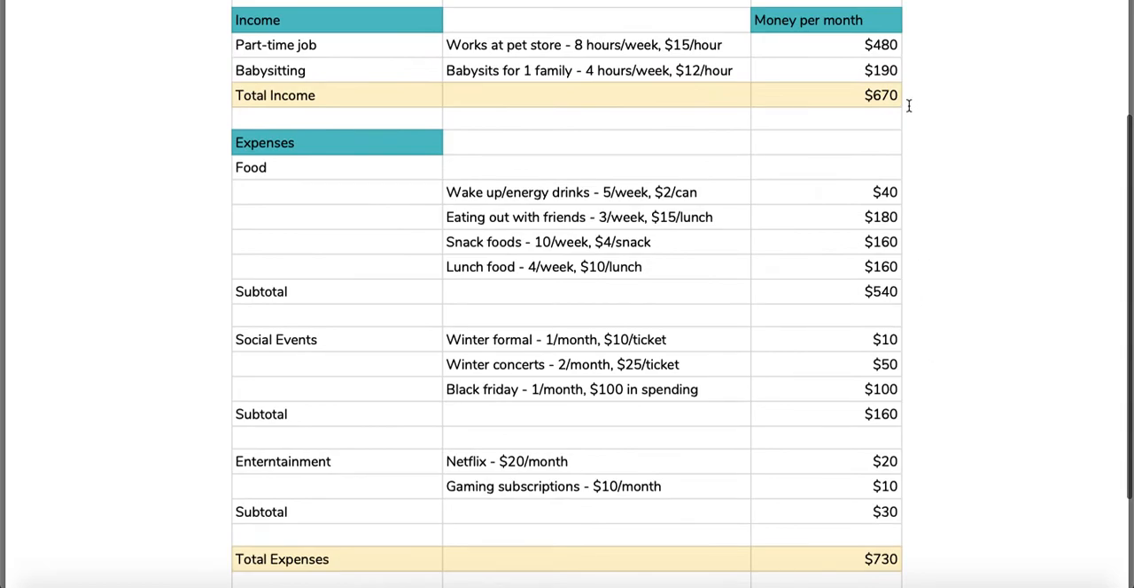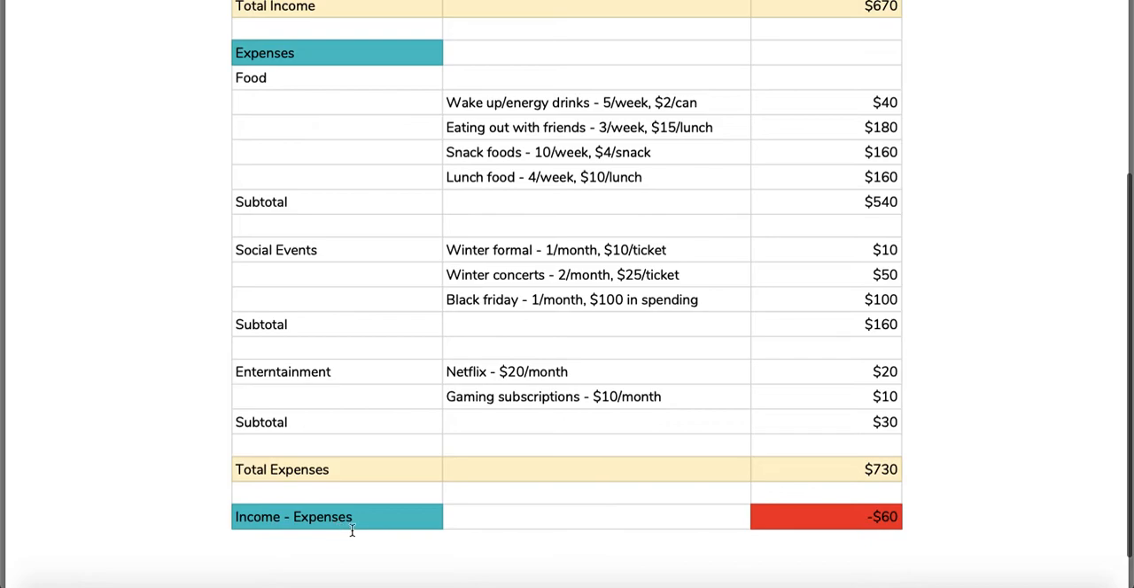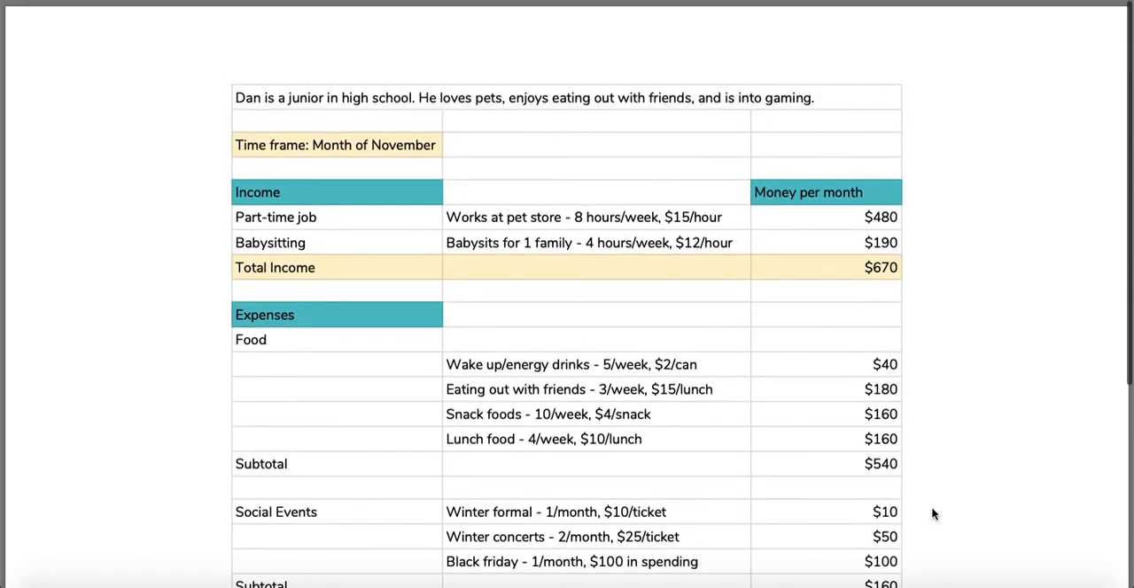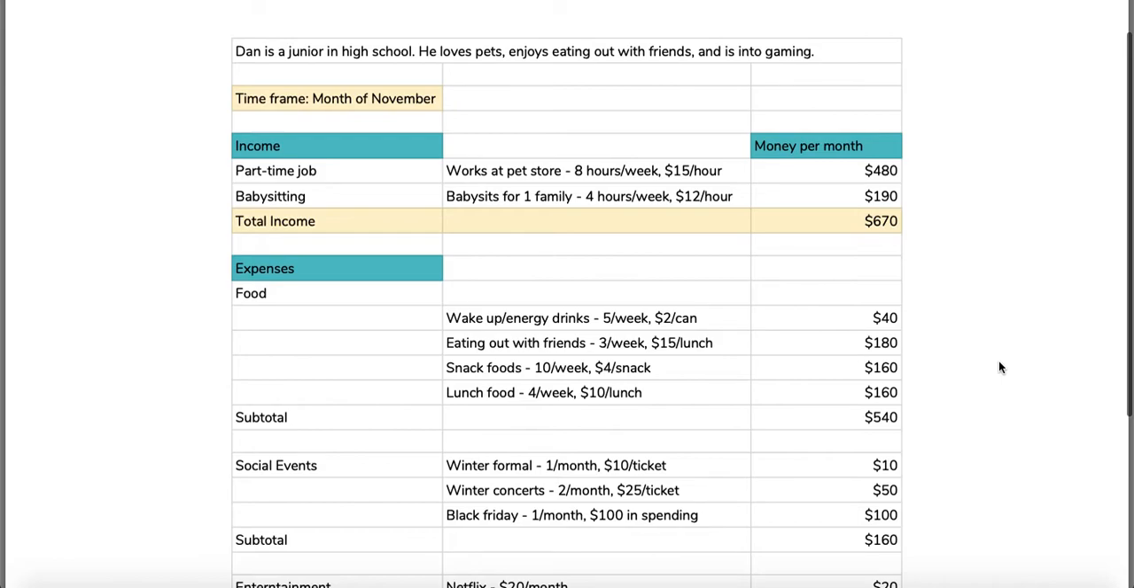Now that we have the total income per month and the total expenses per month, we can calculate the income minus expenses. For Dan, that's minus $60 per month. What does this mean? Well, it essentially means that our good friend Dan is losing money every month because his expenses are over his income.